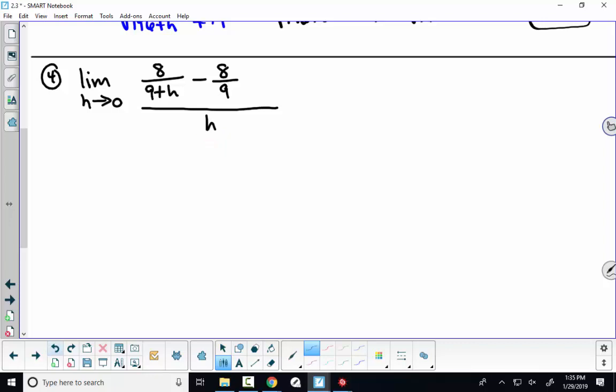Okay, the other suggestion was clearing these smaller fractions' denominators out. You can also take what you have in the numerator and subtract those together, because in order to subtract these two things up top, we have to have a common denominator.